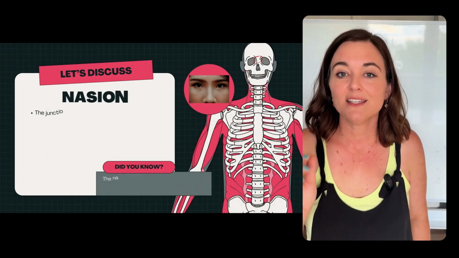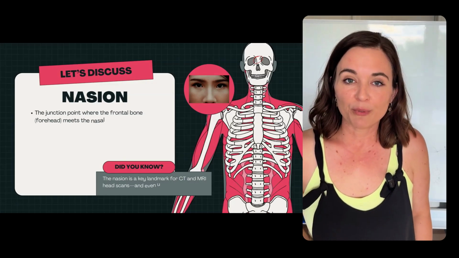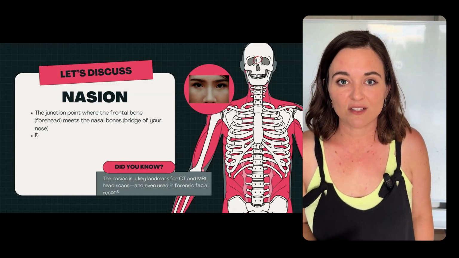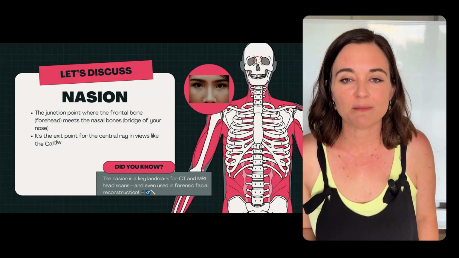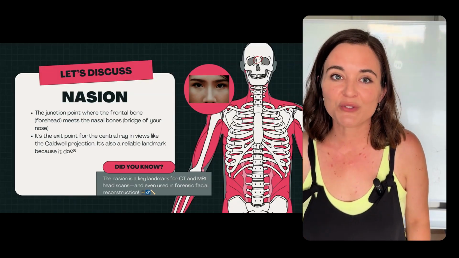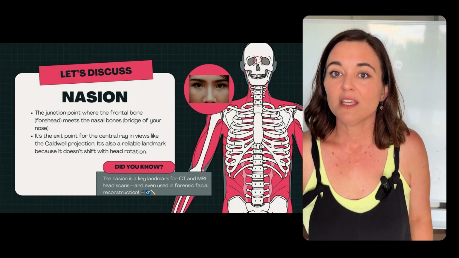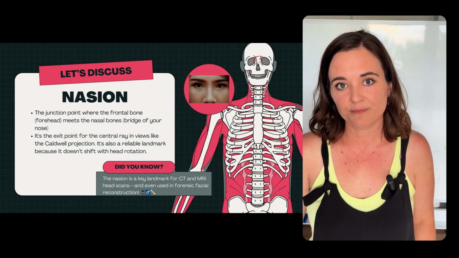Your Nasion. What is it? This is the junction point where the frontal bone, your forehead, meets the nasal bones, the bridge of your nose. So why does it matter? It's the exit point for the central ray in views like the Caldwell projection. It's also a reliable landmark because it doesn't shift with head rotation.